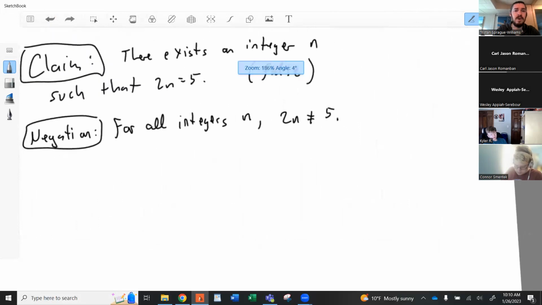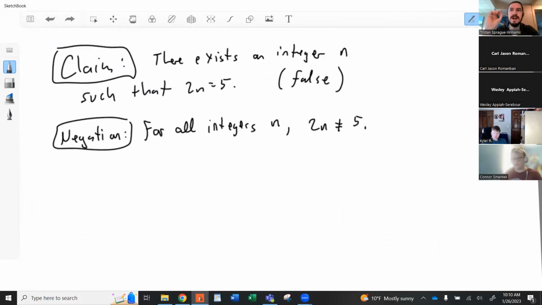With this one, it's like, oh, now we need to prove that this is kind of broad. You never get 2n is not equal to 5, right? That's kind of intense. But luckily, we have this thing called proof by contradiction.